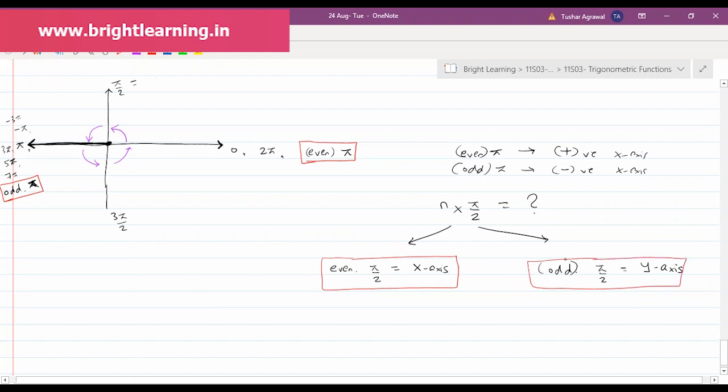If you are having doubts, unmute right now and ask me. Otherwise afterwards there will be a problem. Even multiple of pi by 2 will make you land at the x-axis. Odd multiple of pi by 2 will make you land at the y-axis, meaning it can be positive y-axis or negative y-axis. Plus minus, plus minus.